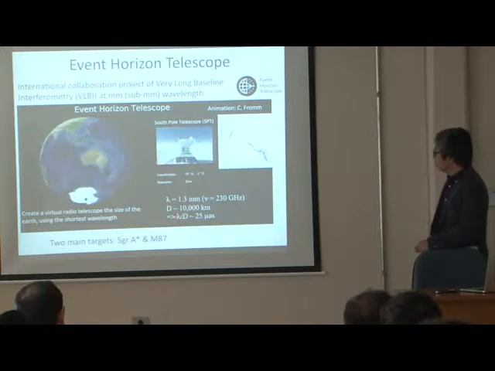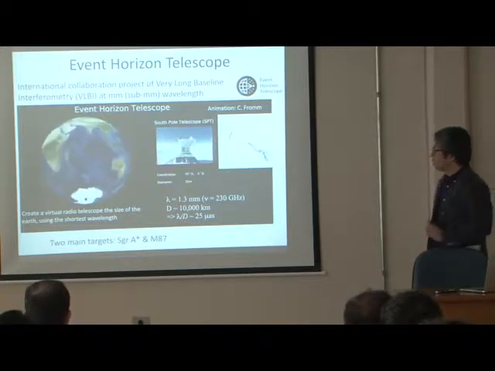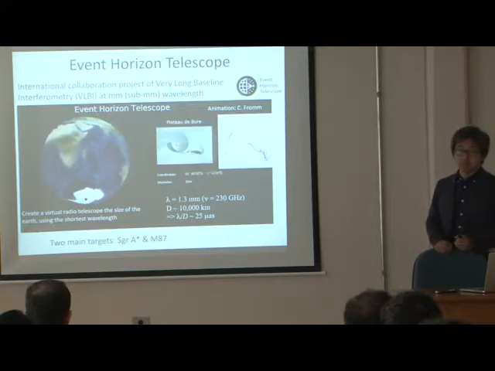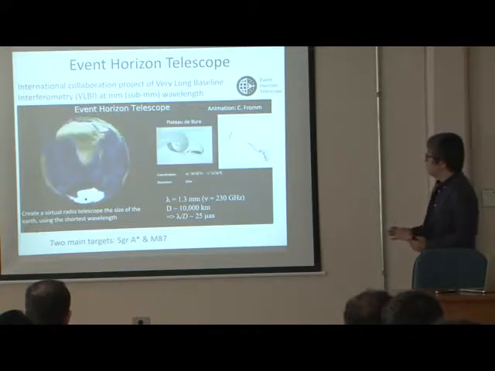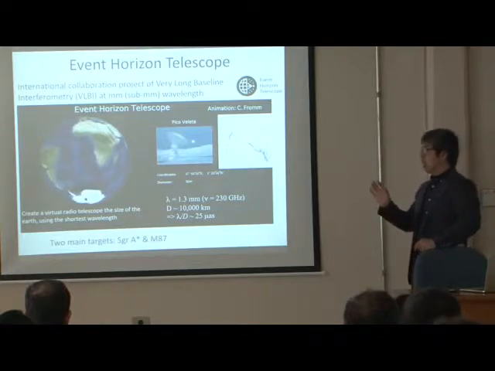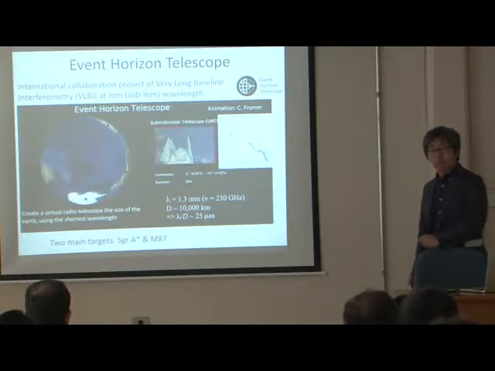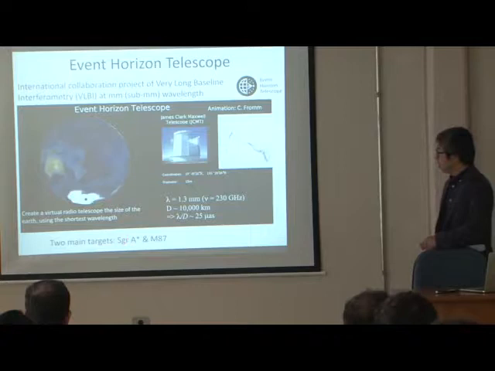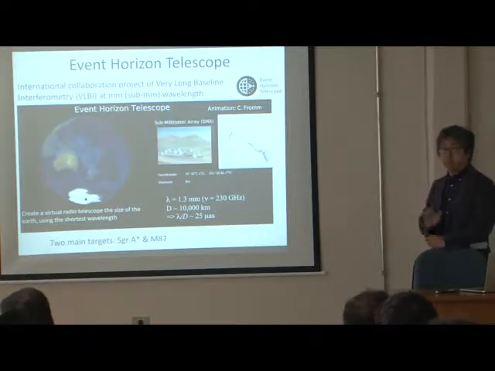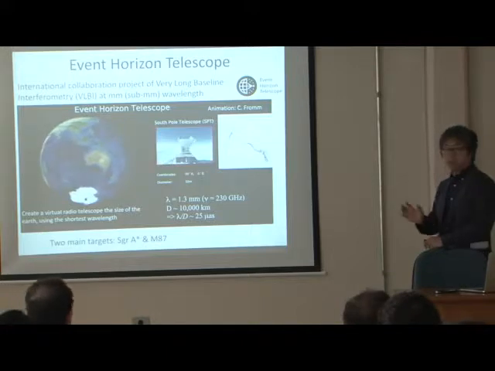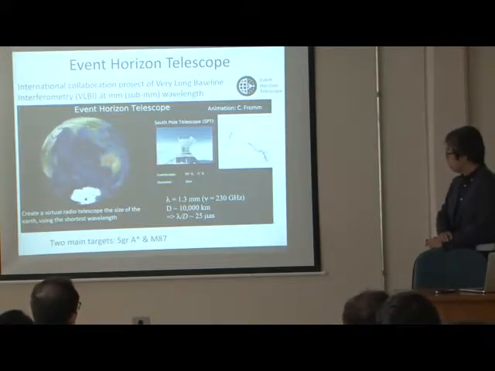Then if you think about the resolution, it is usually lambda over D, which is around 25 micro arcseconds. So this is almost touching the event horizon size of Sagittarius A star, which is the center of our galaxy, and the M87 case. This is a nearby large radio galaxy.